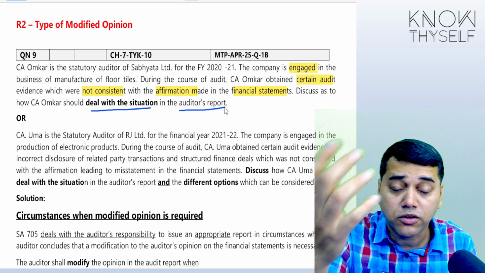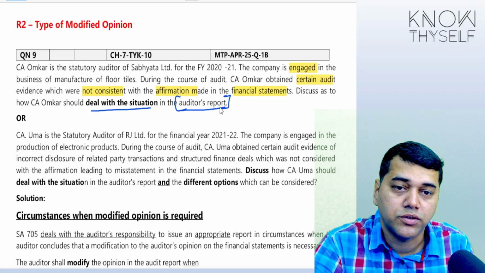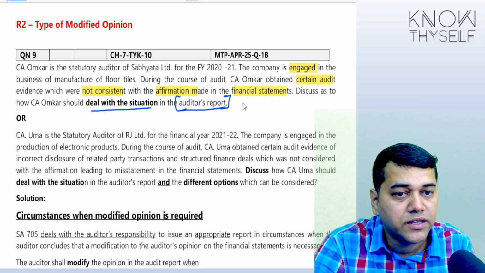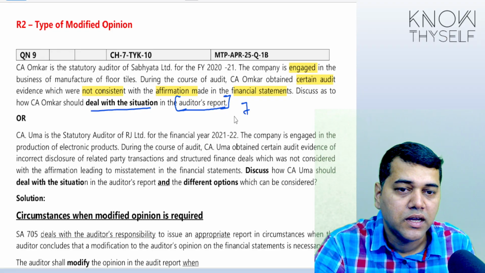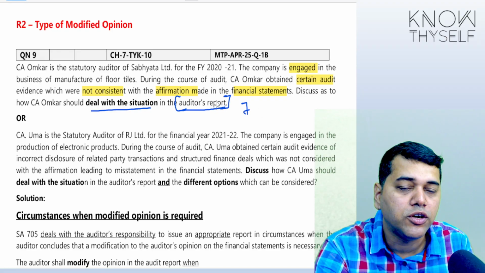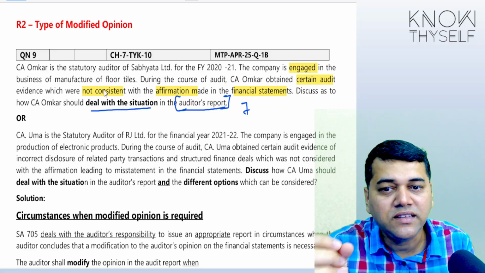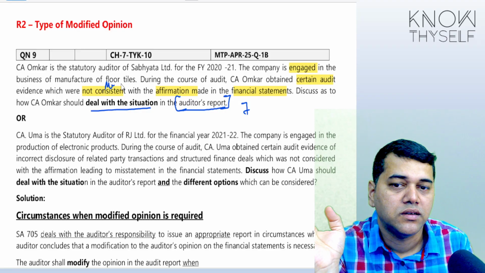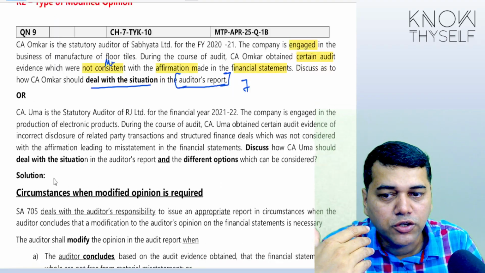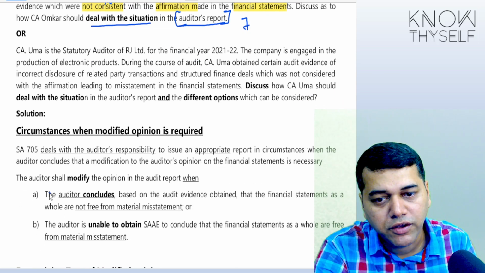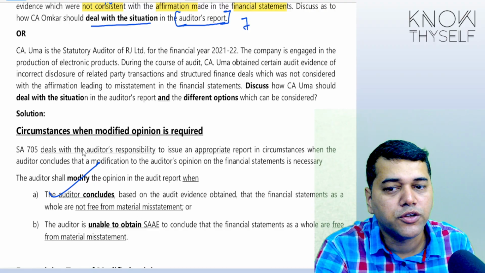See, how did you figure out which chapter it is? The first thing they are talking about is the auditor's report. The auditor's report is very clearly SA 700, the reporting section, chapter number 7. And in chapter number 7, what are they going to talk about? They are telling you that you got evidence that there is material misstatement. So how do you deal now? You are going to say that we consider the circumstance, because if we got evidence that it is not free from misstatement, we are going to give the modified opinion.